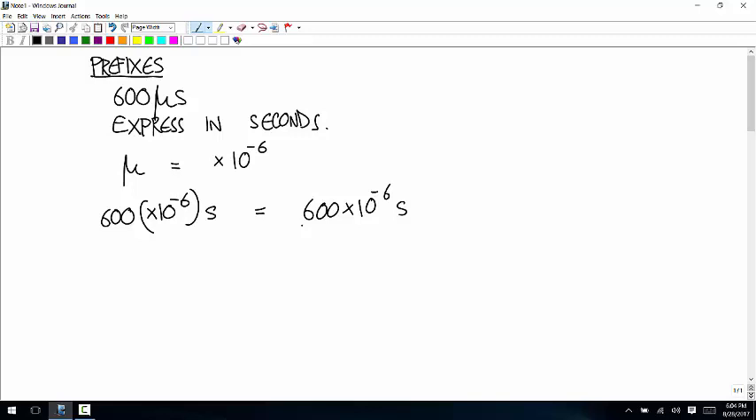What do you have to multiply or divide it by? You have to divide by 100 to make that 6. Dividing this by 100 though changes the whole value. We don't want that. So if you divide this part by 100, you have to multiply this part by 100. Dividing this by 100 makes that 6.00. Multiplying this by 100 makes that 10 to the minus 4. And then you have the answer in scientific notation. So 6.00 times 10 to the minus 4 seconds.